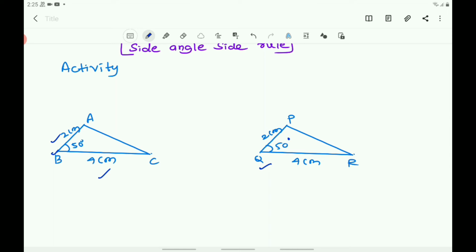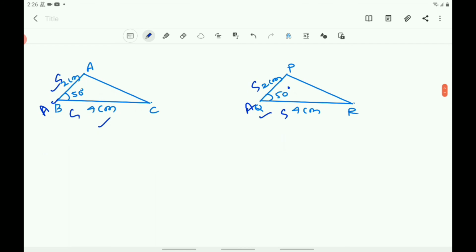So it is side angle side. Two sides and their included angle. And two triangles are congruent if two sides and the included angle of one triangle are equal to the two sides and the included angle of the other triangle. That is nothing but the SAS congruence rule. Side angle side congruence rule.